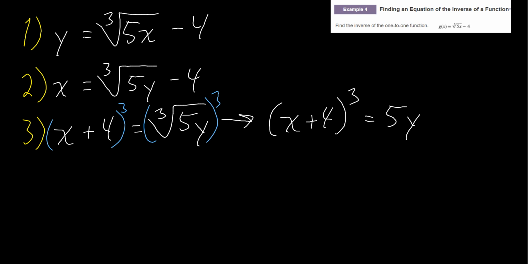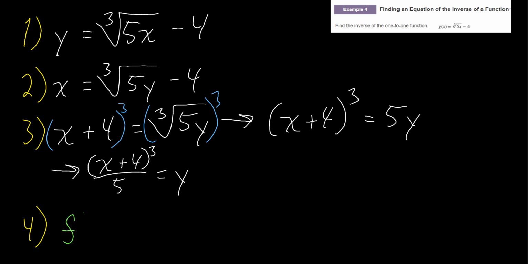So we're going to end up with x plus 4 over 5. Oh, not quantity cubed, just the numerator cubed, is equal to y. And then step 4, like I said, we're just going to change the y into an f inverse. So f inverse of x is equal to x plus 4 cubed over 5.